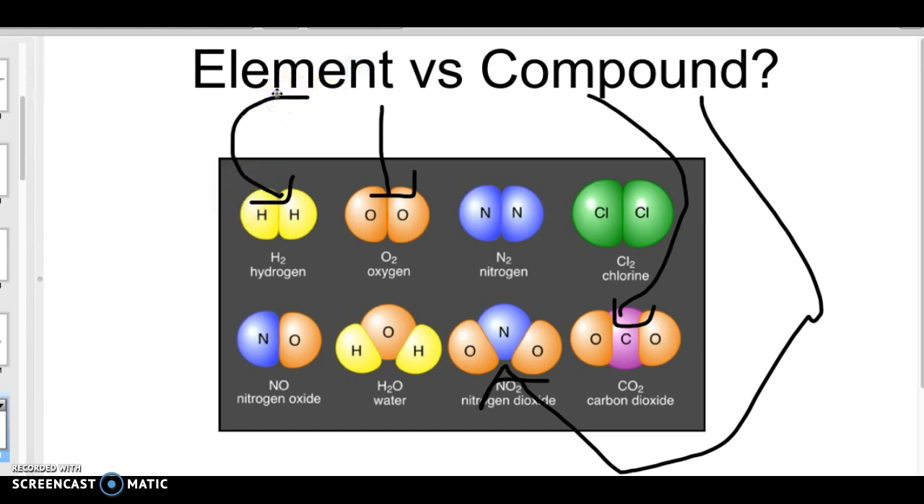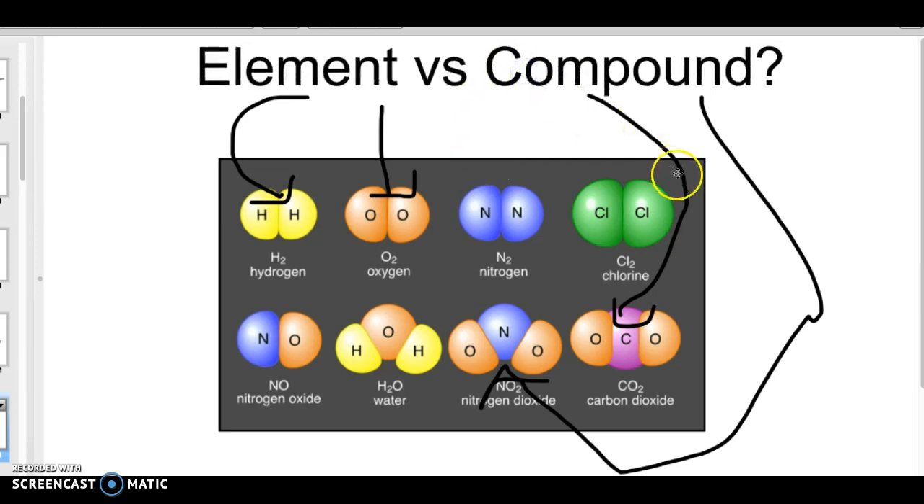So when we look at elements versus compounds, an element is a pure substance and it's the same type of element bonded together. So a bunch of hydrogens would be an example of an element, a bunch of nitrogens would be an example of an element. When you combine two or more different types of atoms together, then that's when you make a compound.